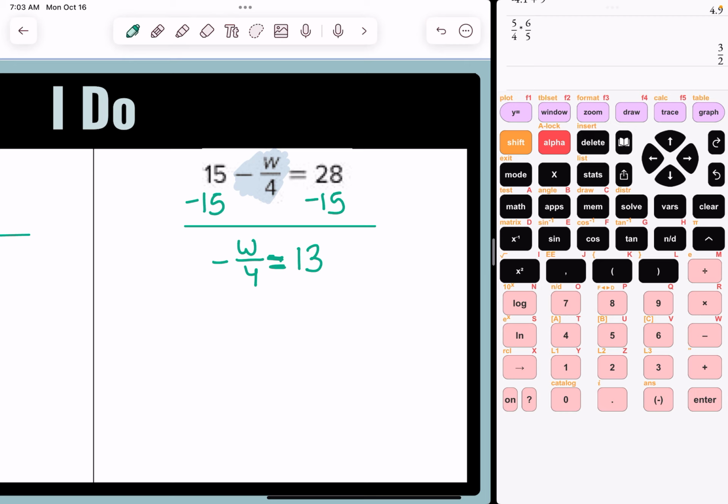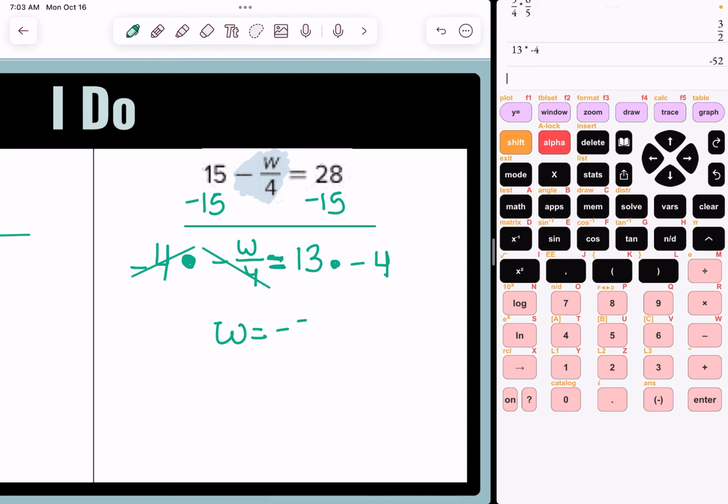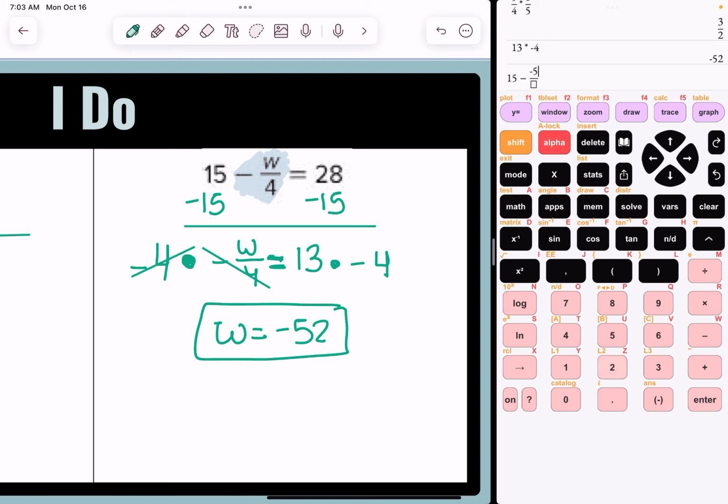Okay. Now to get rid of the divided by 4, we need to multiply. But there's also a negative on that side. So if we multiply by negative 4, then we could right away get rid of both the negative and the 4. So we would get w equals 13 times negative 4, which is negative 52. Now if you wanted to check if this is correct, you can type in your calculator 15 minus, instead of w, we could put our negative 52, over 4, and we want the answer to be 28, which it is, so we are good.